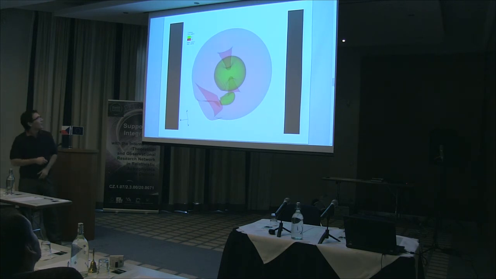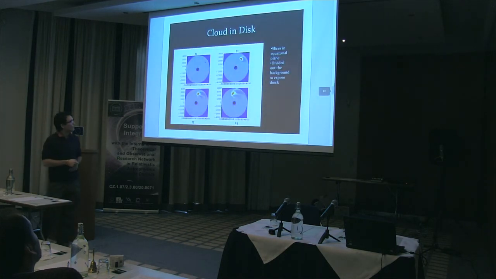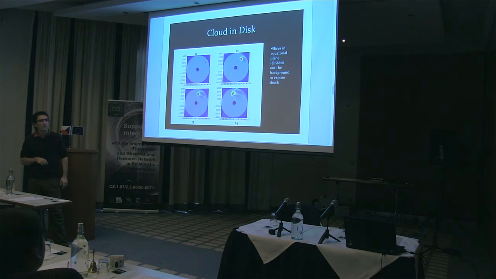Okay, so these are slices in the equatorial plane. In order to actually be able to see the shock wave anywhere below, say, 2,000 gravitational radii, we needed to divide out a background disk. So we took the background disk and divided it out so you could see the shock wave, because it turns out it diminishes quite rapidly, and there's not really anything interesting to see if you don't do that.